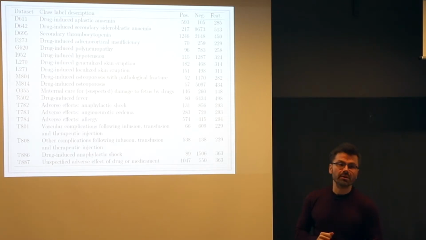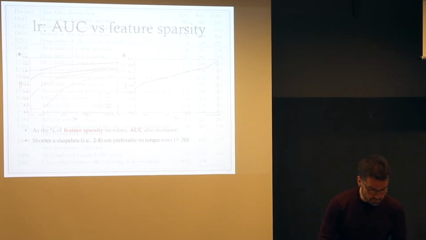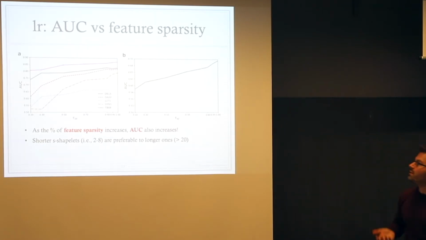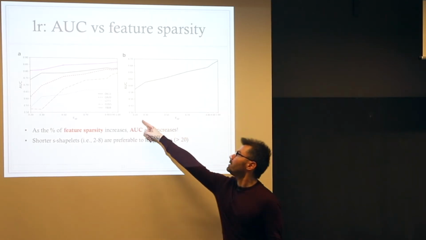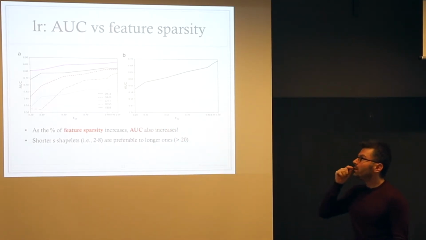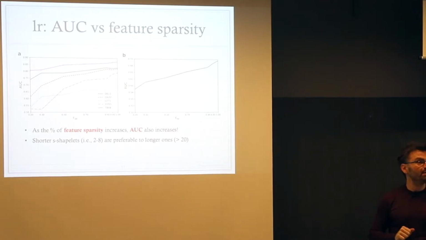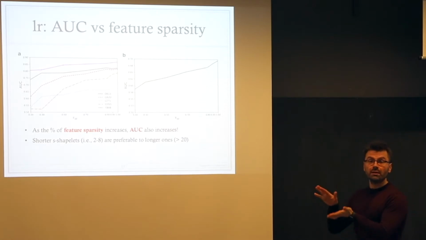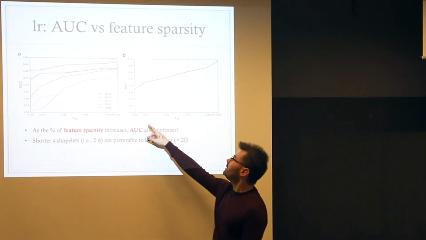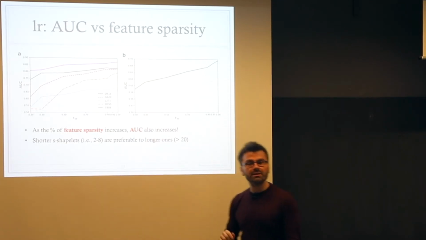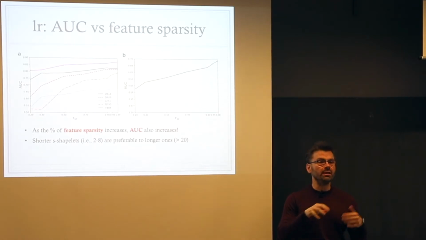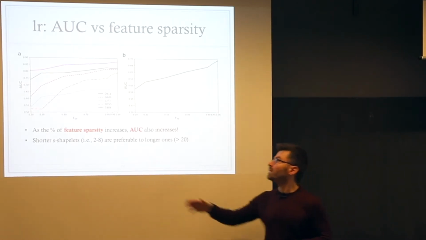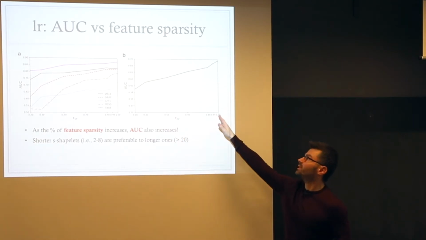So we applied our method and tried to see how it behaves. This is a summary table. If you look at how AUC develops as the feature sparsity increases, you can see that AUC actually increases as more sparse features are included in the dataset. 20% means that we allow only features that are sparse by at most 20% to be included. This is at most 30%, at most 50%, and this is the whole dataset.